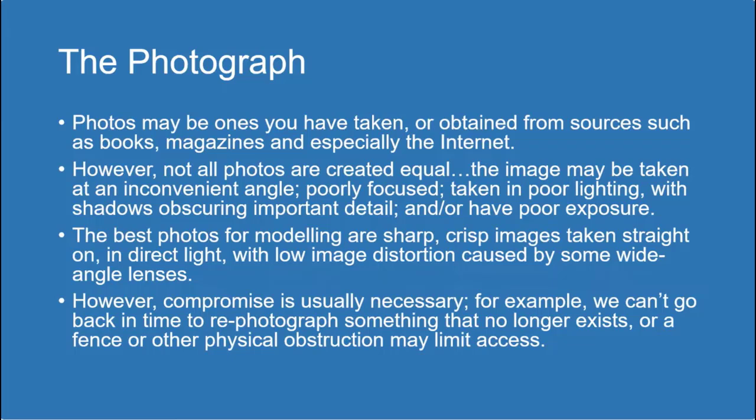The best photos for modeling are sharp, crisp images taken straight on in direct light with low image distortion caused by some wide-angle lenses. However, compromise is usually necessary. For example, we can't go back in time to rephotograph something that no longer exists. And also, fences or other physical obstructions may limit access even when we do have a contemporary subject. So what to do about that?